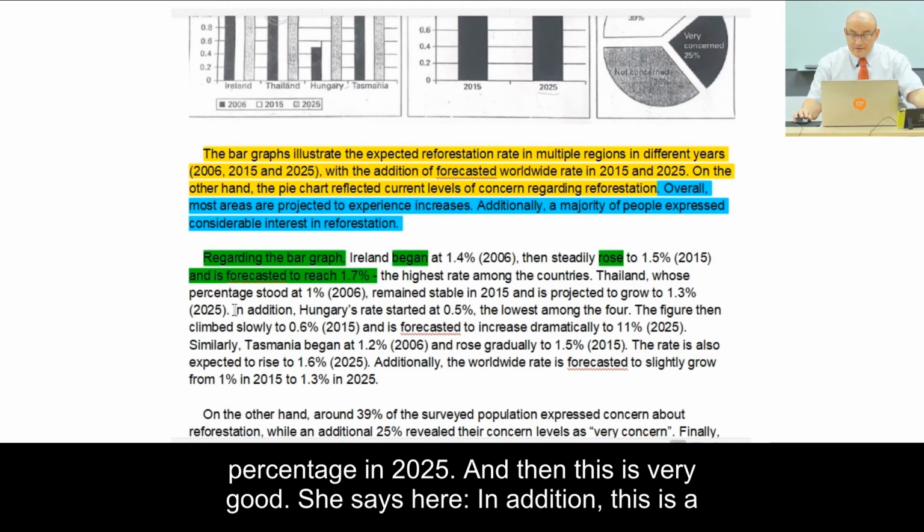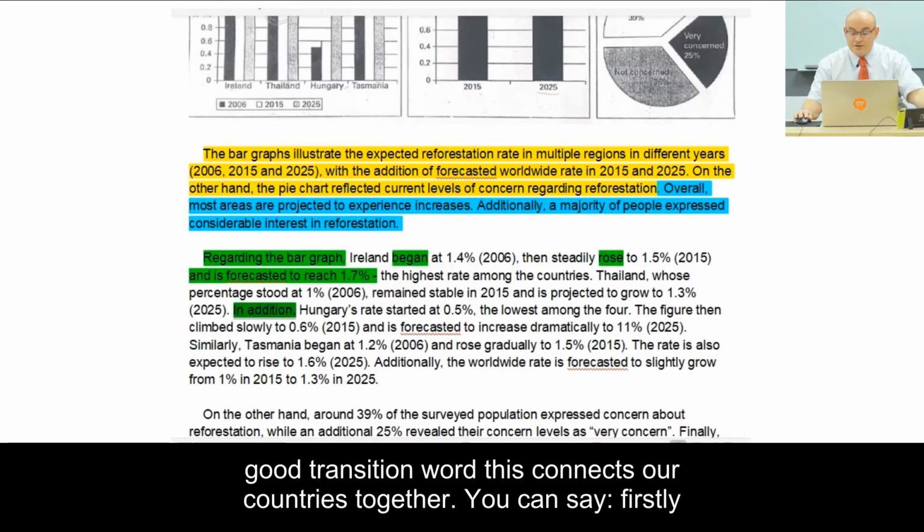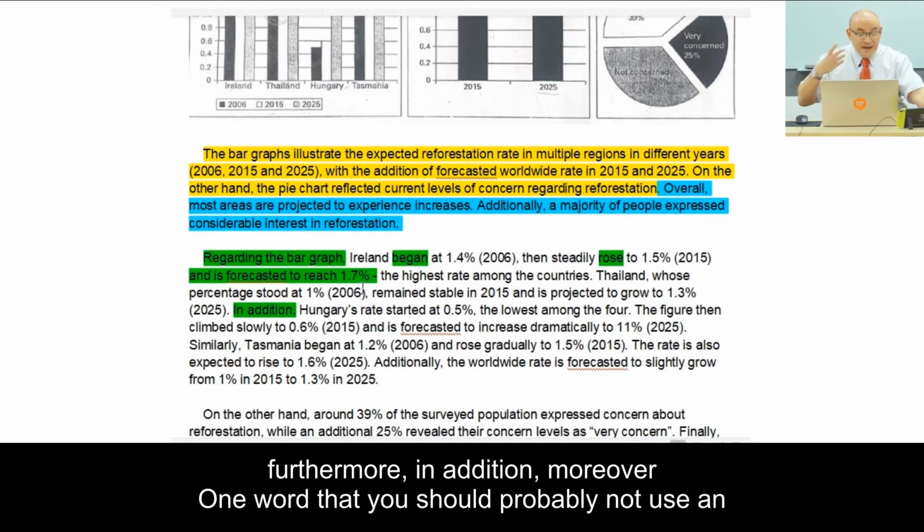And then, this is very good. She says here, in addition. This is a good transition word. This connects our countries together. You can say, firstly, furthermore, in addition, moreover.